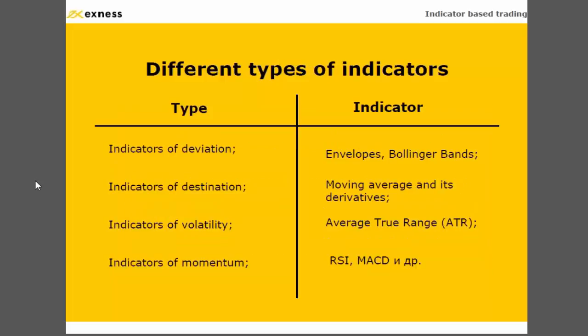From now on, we will proceed. Let's talk about different types of indicators. I don't know, guys, what types of indicators do you use. You can use chat and write down your favorite indicators, so I would know better about your tools. As for my tools, I use 4 types of indicators. First is indicators of deviation.